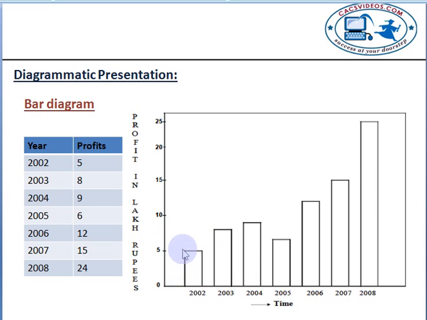So we will just draw one bar for each and every year. So this is another way of presentation of data. This is nothing but bar diagram.